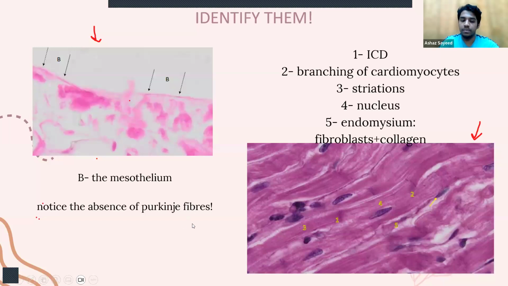Notice the absence of Purkinje fibers. So engrave this, put this in your mind. If you are searching for the endocardium, look for the Purkinje fibers. If they are there, then that's the endocardium. If it's not there, then that's the epicardium. Or sorry, not the epicardium. Here's the epicardium. This one you guys were right because of the intercalated discs.